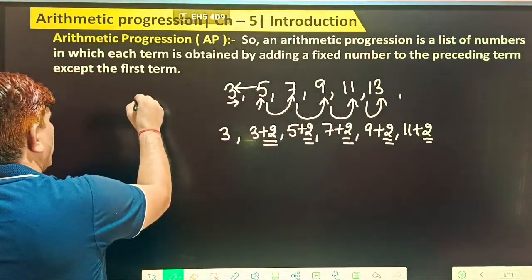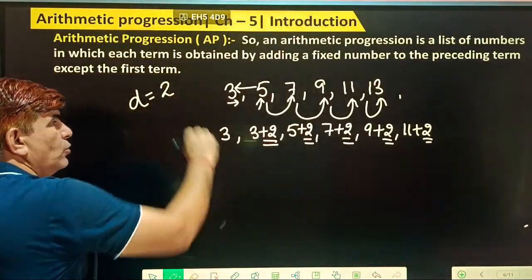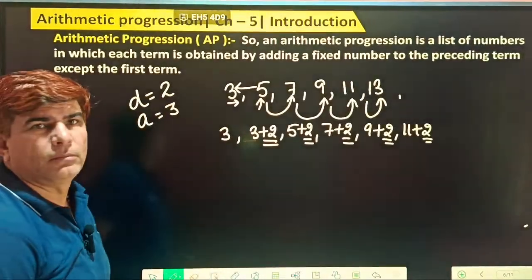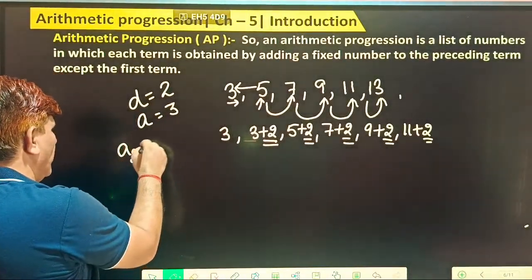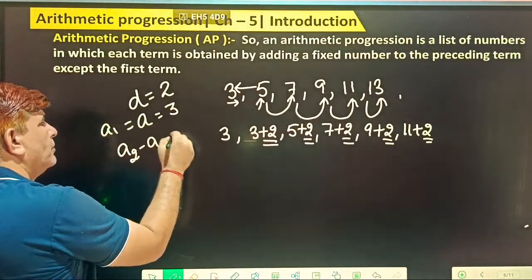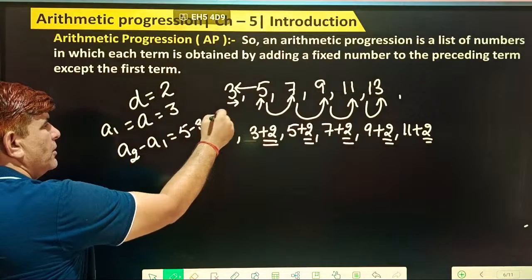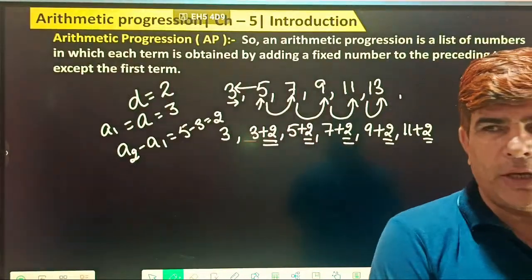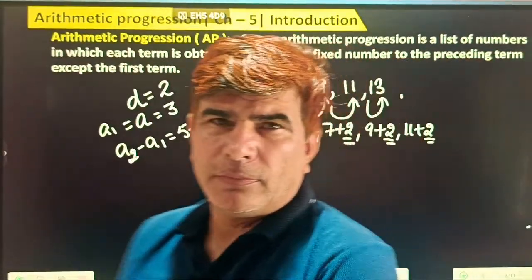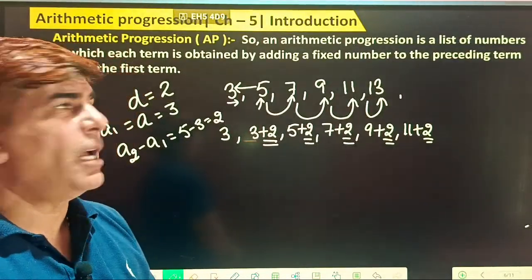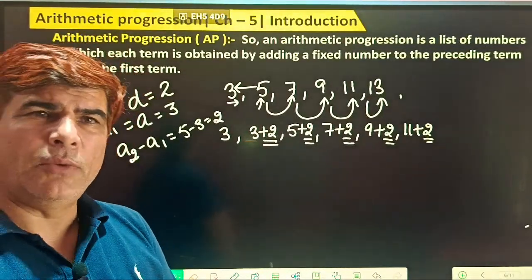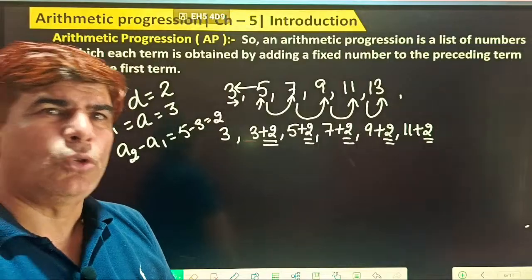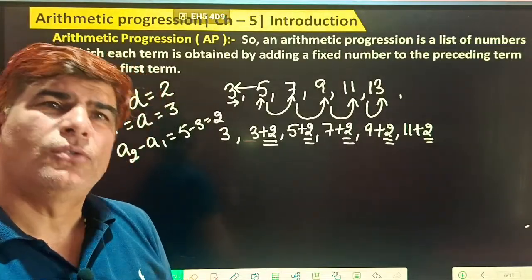So here, talking about the common difference, that's 2. A is the first term, 3. Common difference is A2 minus A1, so 5 minus 3, which is equal to 2. So if anybody asks what's the definition of AP, you can say AP is the arrangement of numbers in which we add a fixed number to the preceding term, except the first term.